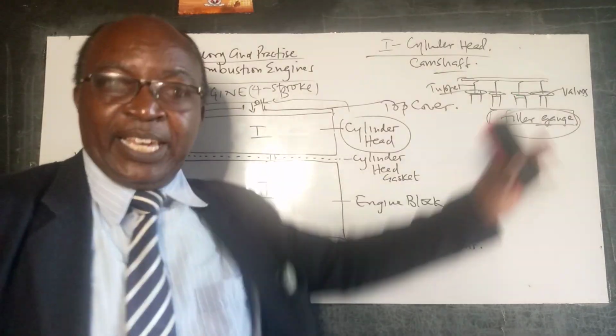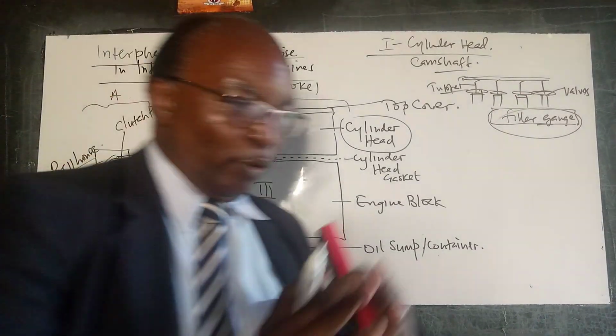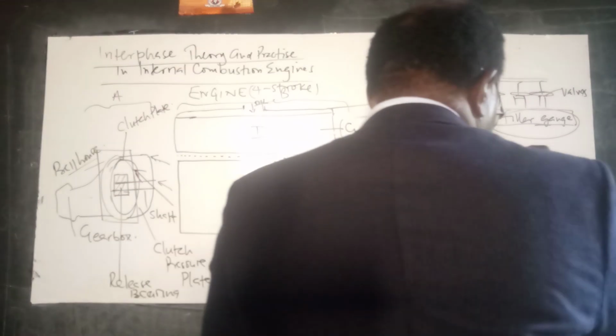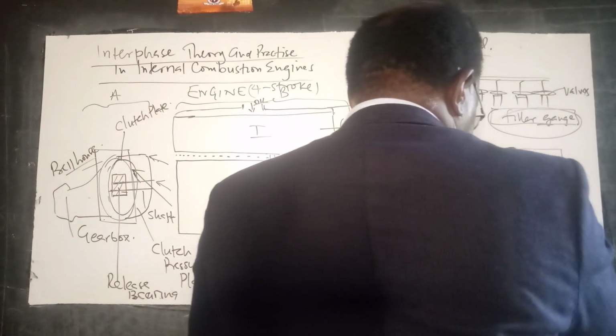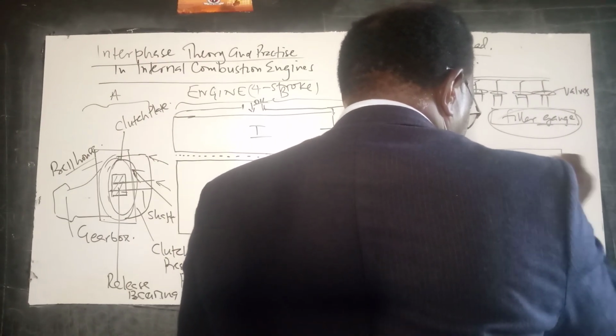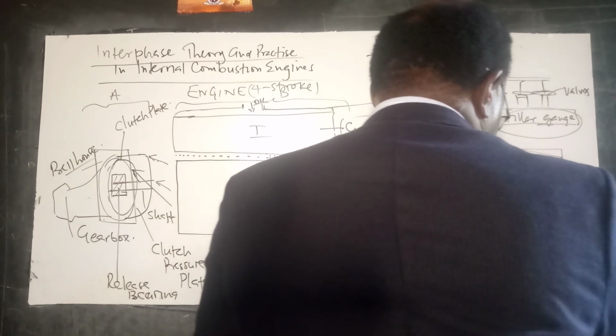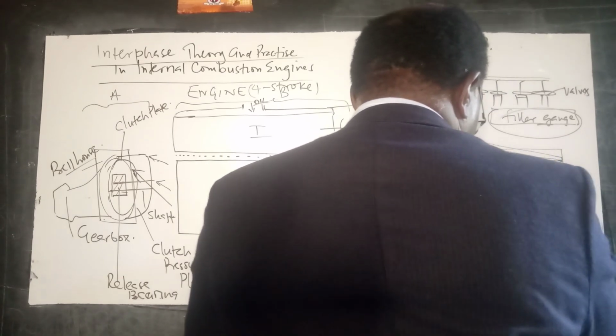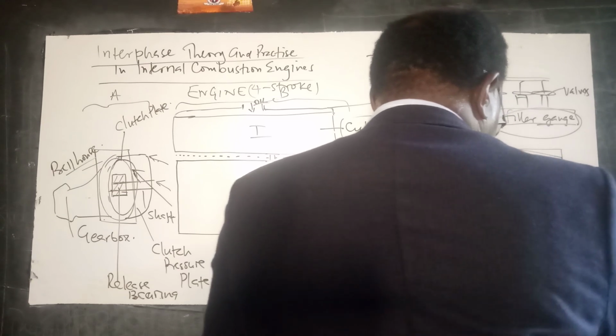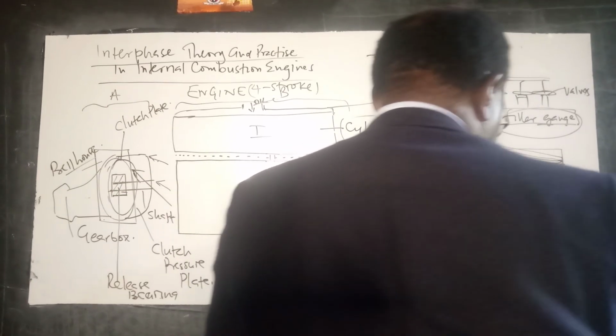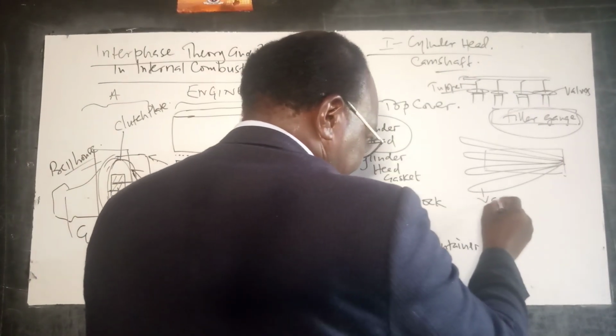This feeler gauge is just like a Swiss knife. If you look at the Swiss knife, it has several knives in it. In the same way, the feeler gauge has these metal blades of different thicknesses.